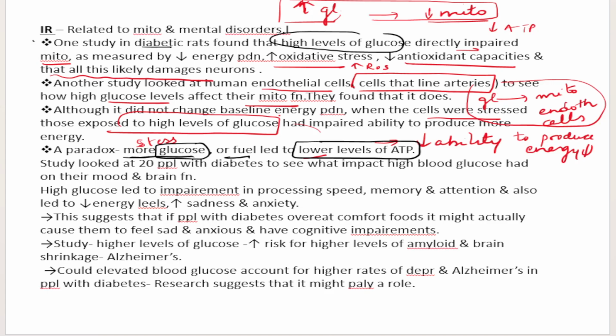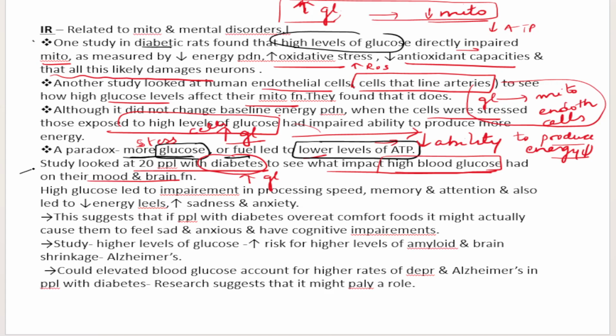Then a study looked at 20 people with diabetes to see the effect of high blood glucose on their mood and on their brain function.